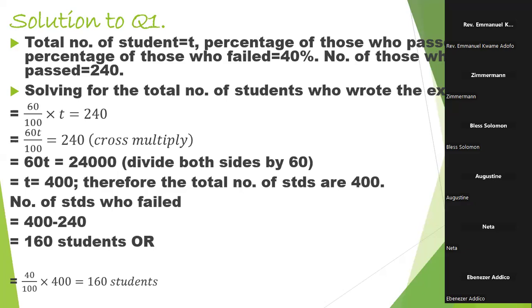So if 60% pass, the number of students who passed are 240. For that one, we can count and know that 240 passed. Ideally, we usually multiply the percentage by the total quantity. In this case, we don't know the total number of students, so I represented it by T. So 60% times the total equals 240. This 60% is representing those who passed, and the number of students who passed is 240. So when I multiply the 60% by the total, I should get 240.